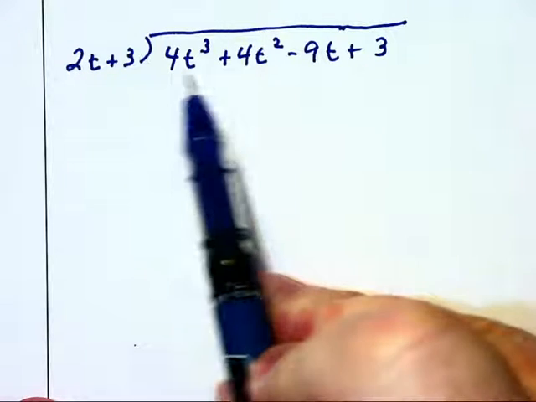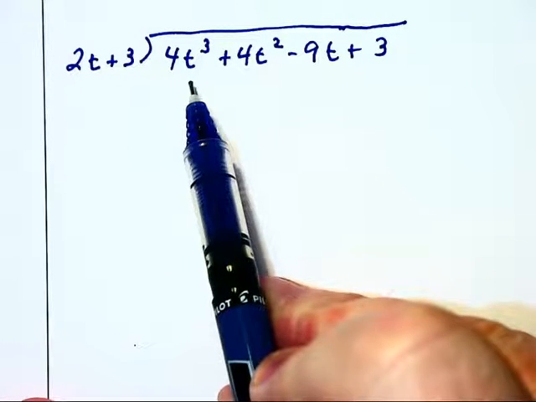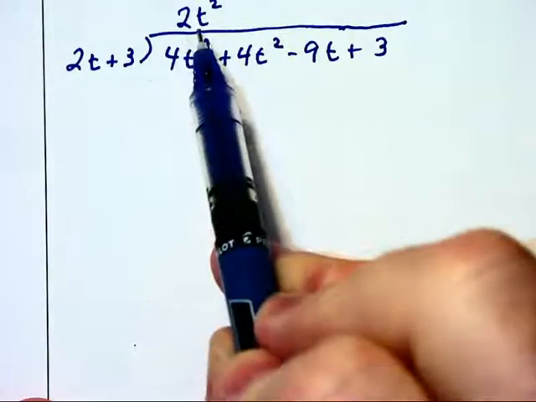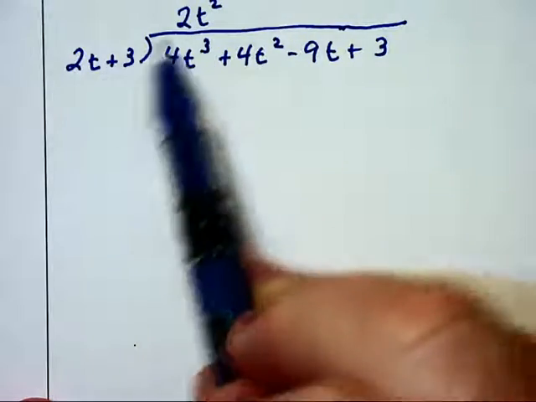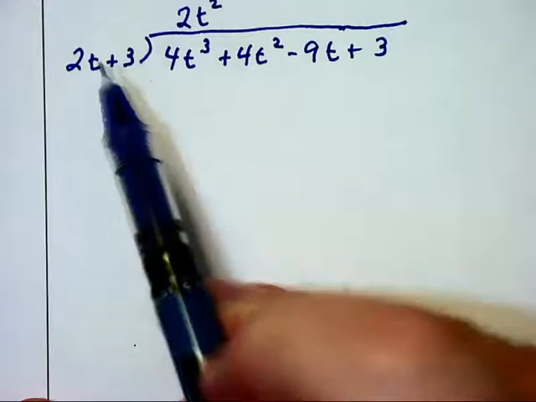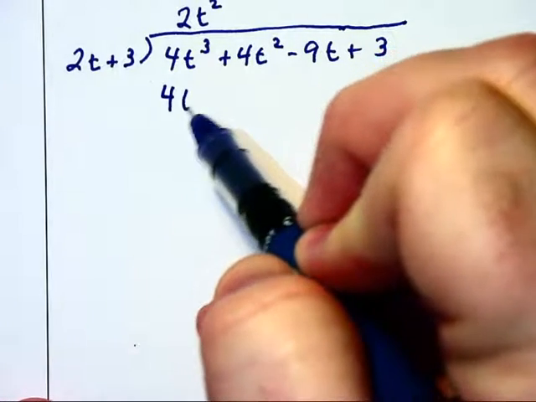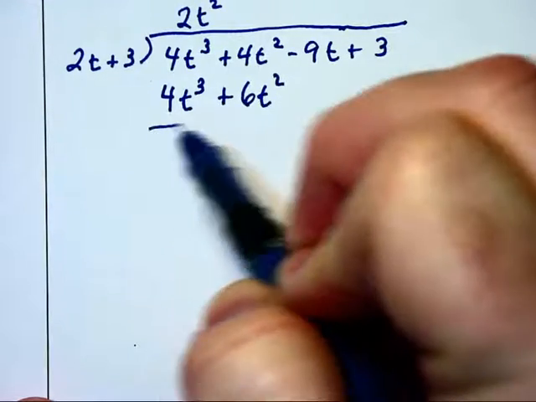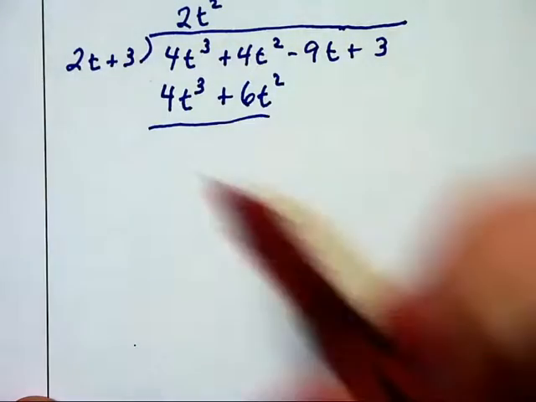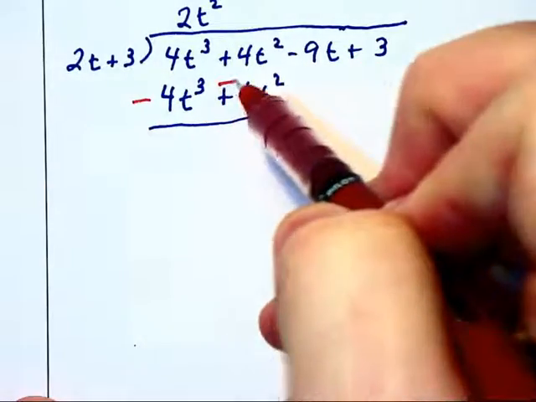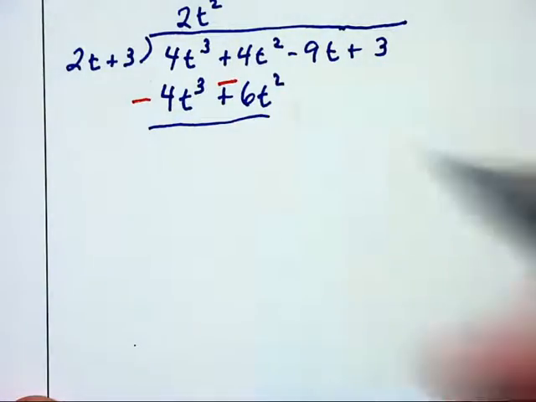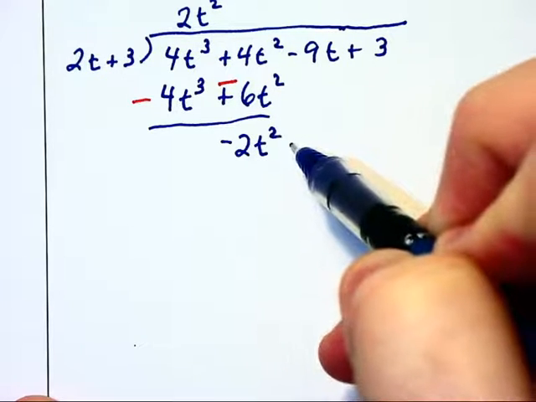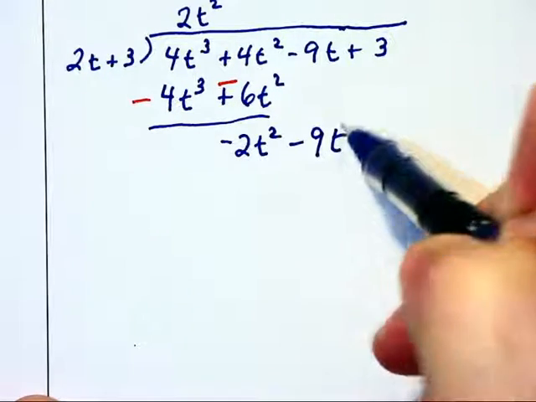We only look at the 2t. 2t times what makes 4t to the third? Answer, 2t squared. The 2t squared on top gets multiplied by both things on the side there, giving us 4t to the third plus 6t squared, which we are then going to subtract by adding the opposite. 4 minus 6 makes negative 2t squared. Bring down the minus 9t.